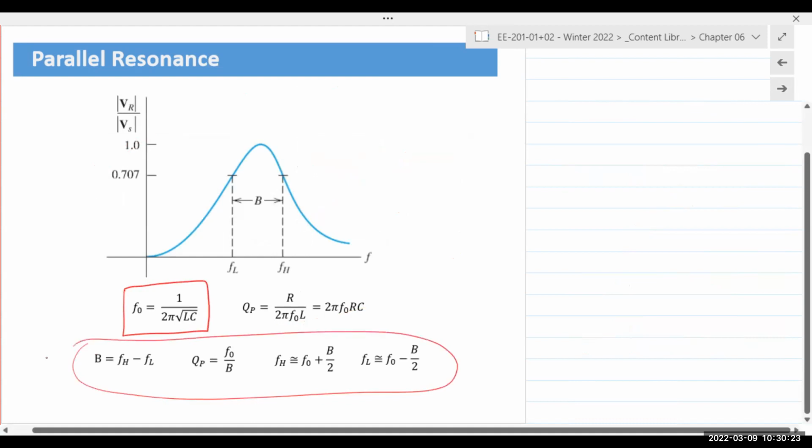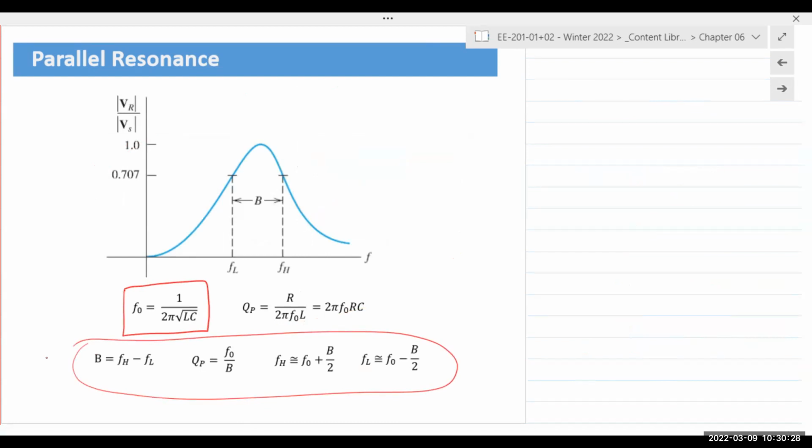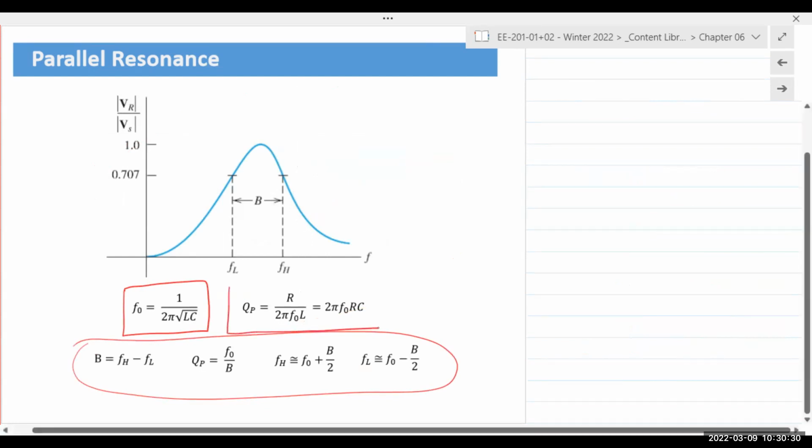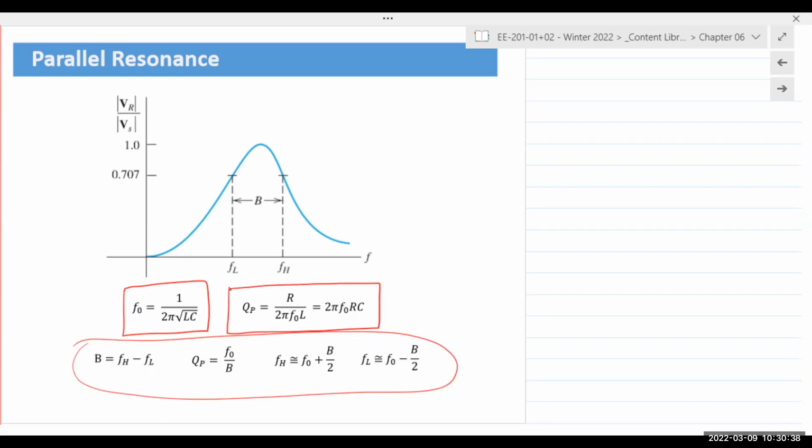The only thing that's different is the notation for the Q, which is now QP for parallel. And in terms of the components, for QP, the equations are now flipped. It was 1 over 2 pi F0 RC. Now it is 2 pi F0 RC. And this was divided by R. Now it's R divided by. So everything's flipped. Okay, everything's flipped.